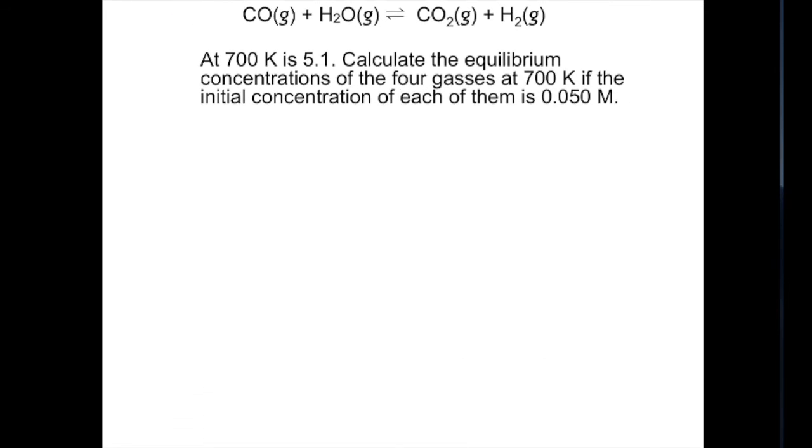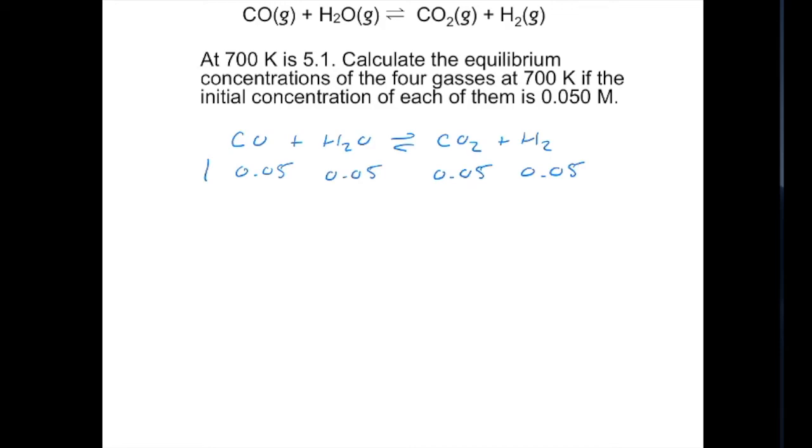So again, set up the ice table. We have CO plus H2O in equilibrium with CO2 and H2. We'll do the initial concentrations for now as 0.05 for each one of them. Right, remember, those are molar concentrations. Now, before I go on, I'm going to calculate Q to see whether or not this reaction is going to be going in the forward direction or the reverse direction.